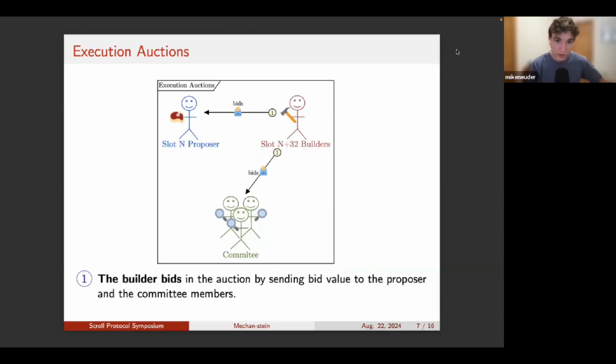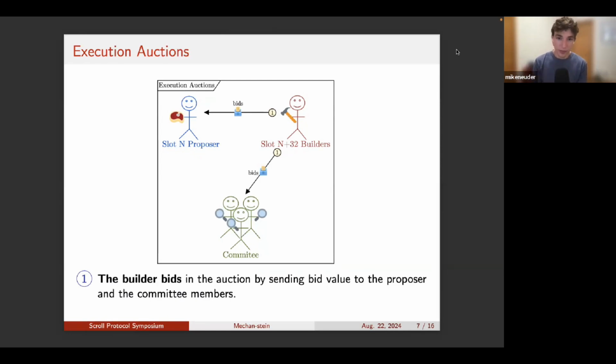So let's play it out real quick. The builder bids in this auction. Here, the bids are only a bid value. So instead of saying, I will pay this much to build this specific block during this slot, which is the bid structure of the previous auction, this auction bid structure is, I'll pay this much to build a future block that I have no idea what the contents will be.